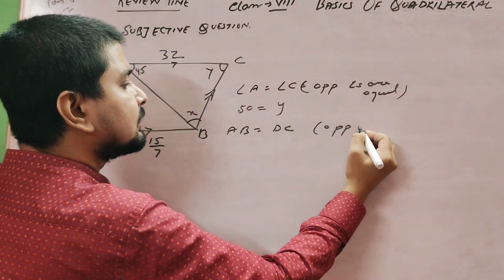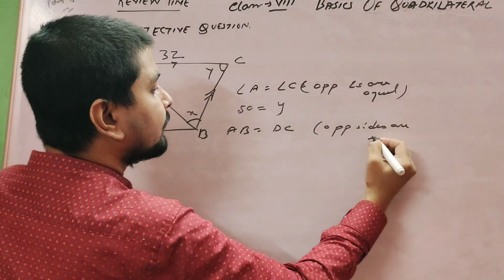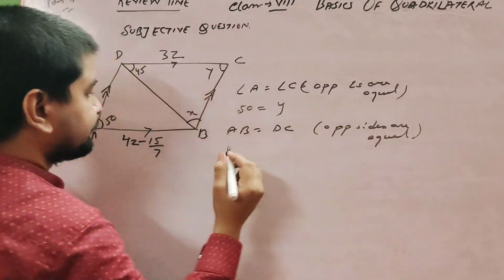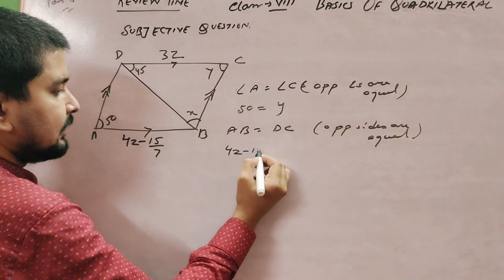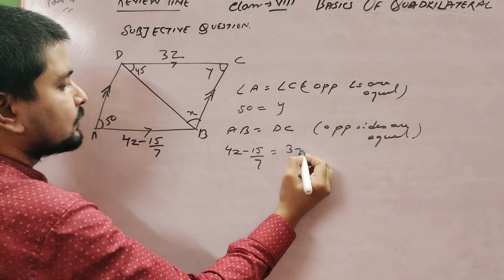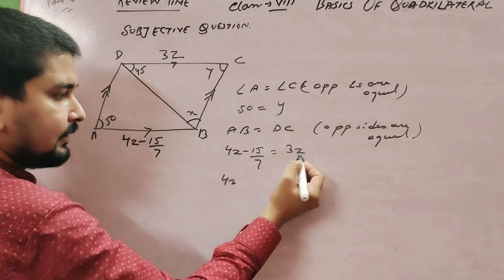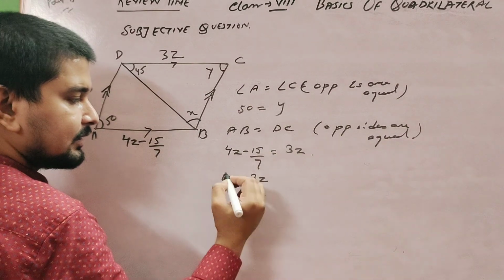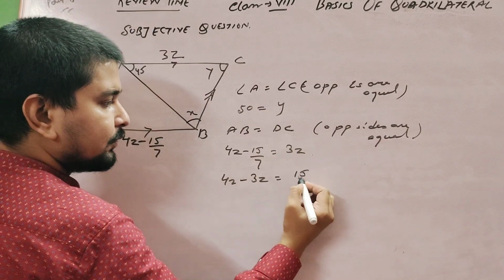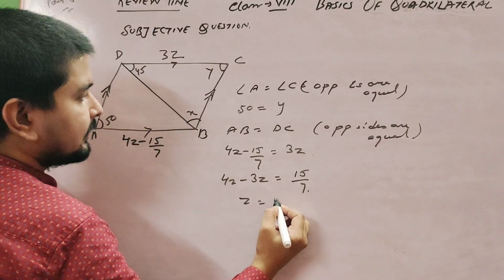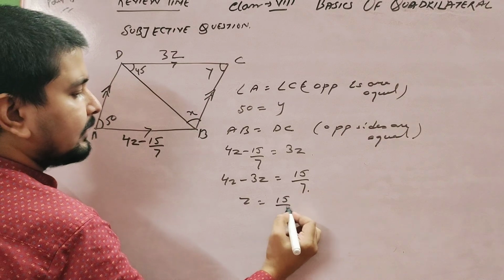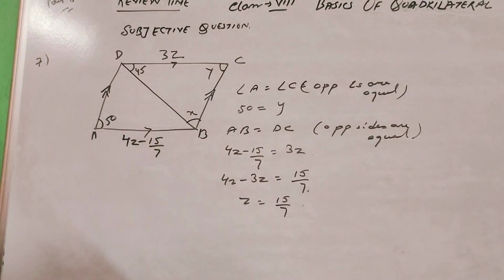Now we write down AB equals DC, that is opposite sides are equal. So opposite sides are equal. 4z minus 15 by 7 equals 3z. So 4z, this 3z comes this side, that is minus 3z, equals 15 by 7. So z equals 15 by 7.